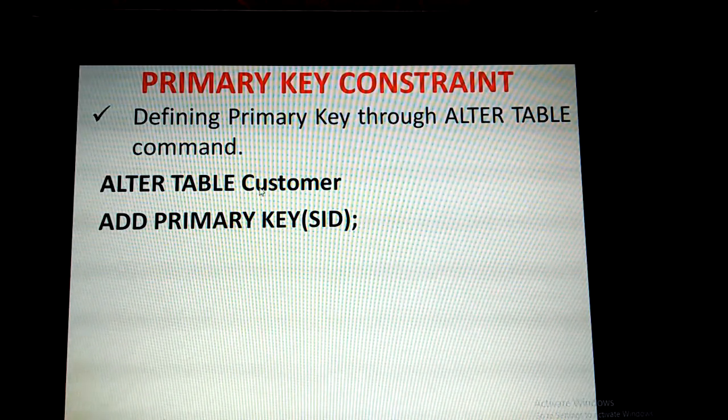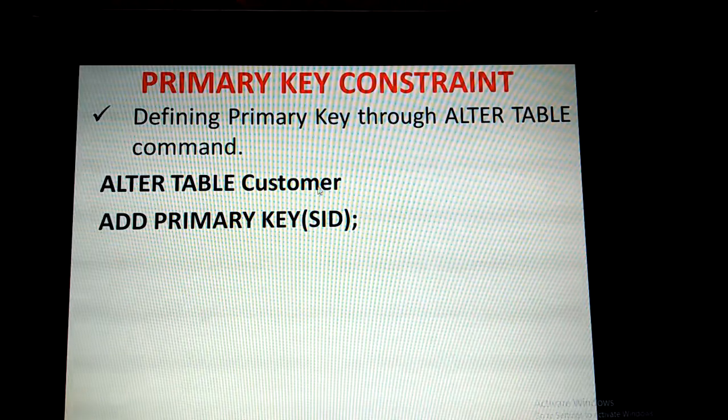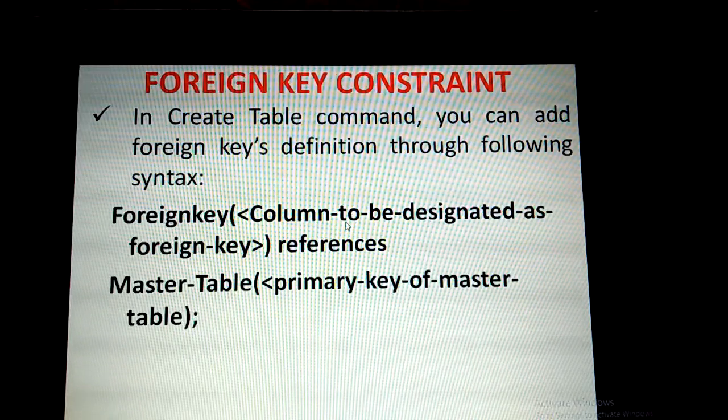So alter table customer, which is the table name we want to alter. In that table we have this field SID, so we are assigning that SID as a primary key by using this add keyword. Okay, so alter add command. So alter table customer add primary space key of SID, with parenthesis at the end, and semicolon. Like that we need to give.